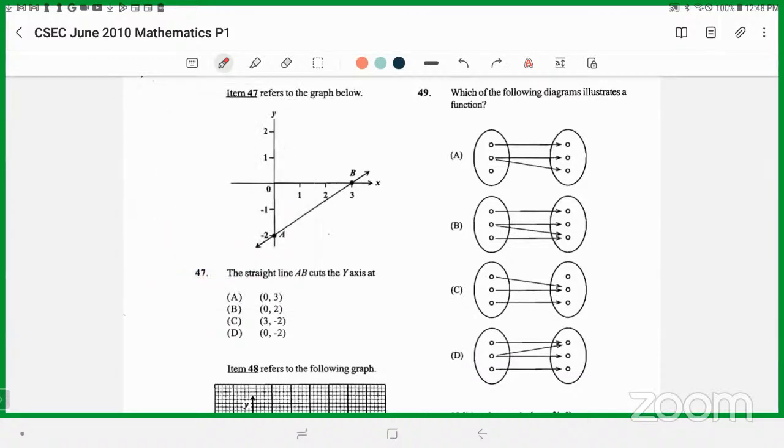Anybody? Somebody said C. All right, C is correct. Can someone state why C is the correct answer? Because all of them are mapped once. All of them what? Come on, be more specific. Don't just say all of them. All of them what? Talk to me now. Be more specific.